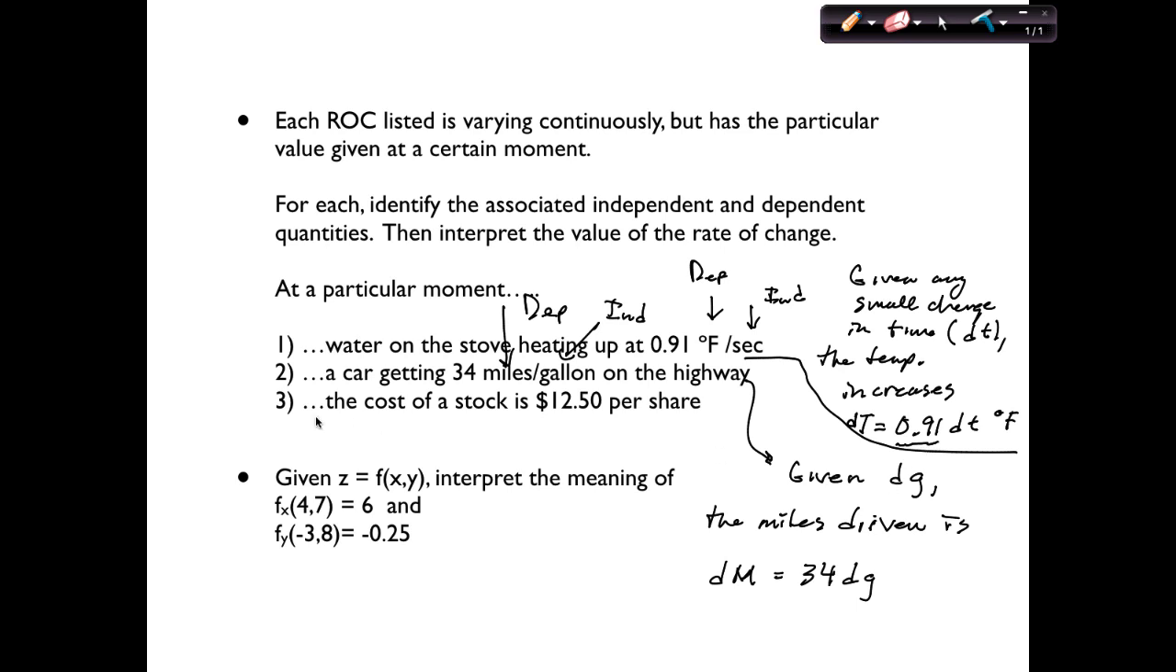Number 3. Let's get this. Lena, Sebastian. David, you want to try? Go. Okay, dollars, dependent, good. Number of shares, okay.